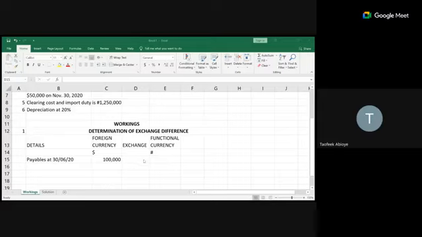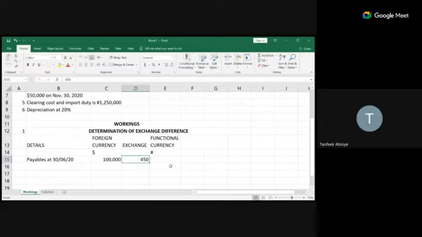So now let's go back to the question. What is the exchange rate as at 30th June? They give it to us in the question. The exchange rate is 450 naira to $1. The exchange rate as at 30th June is 450 to $1.